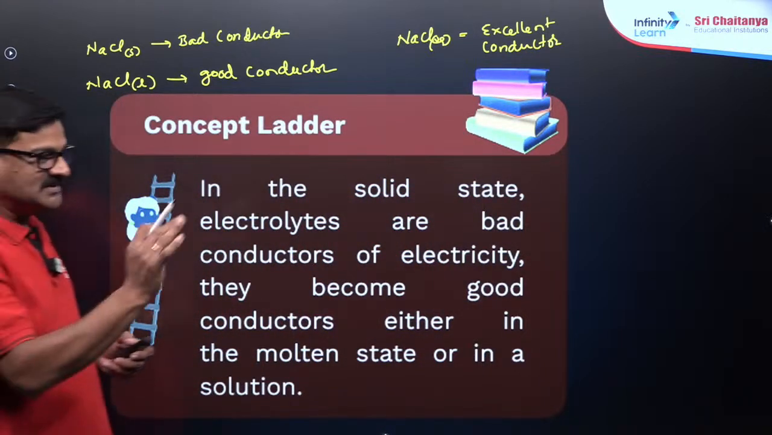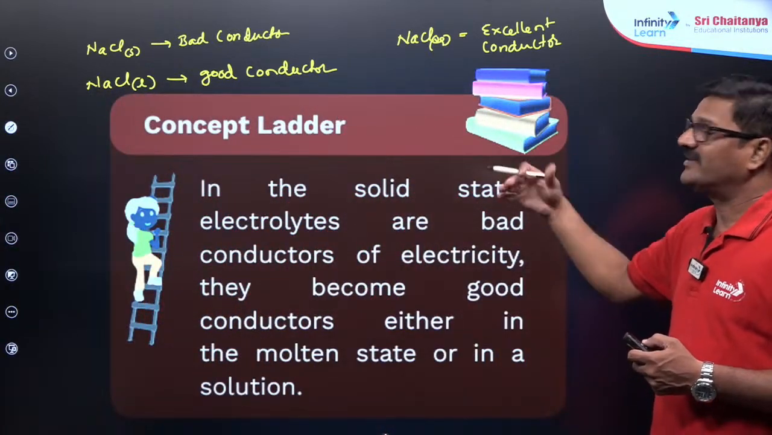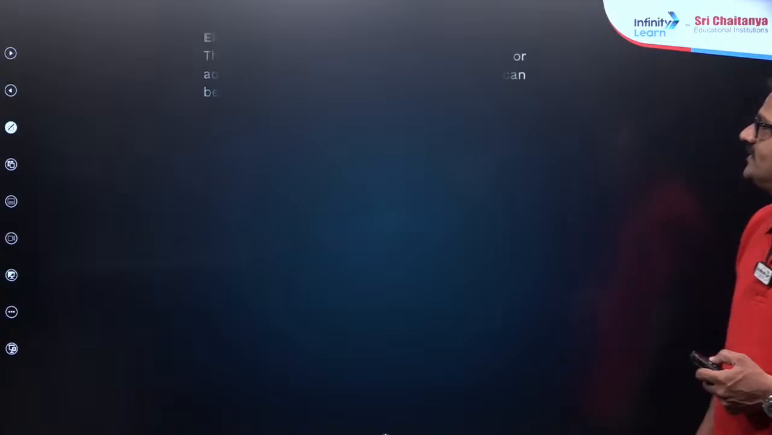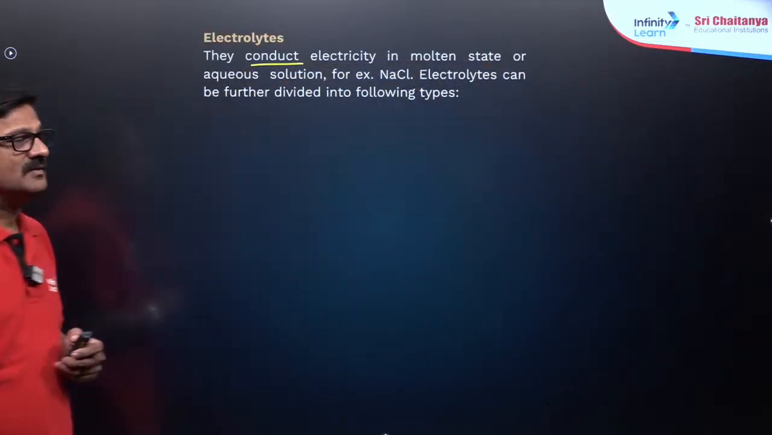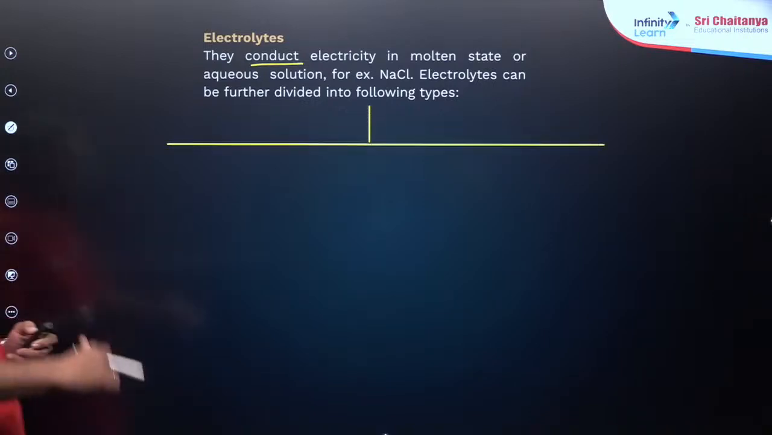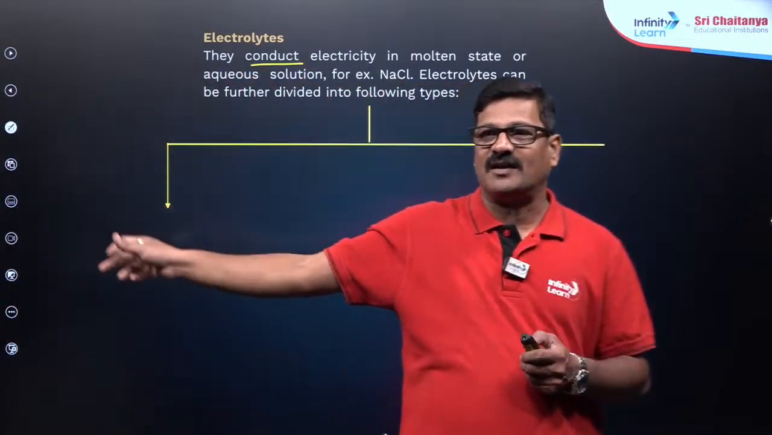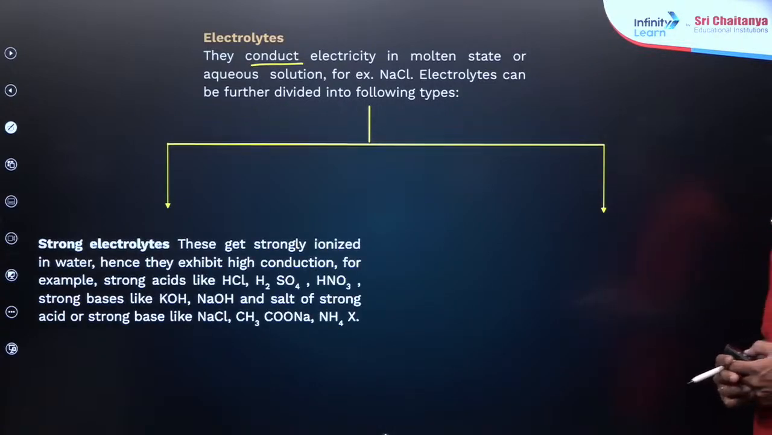They are going to be excellent conductors, right? So this is the behavior of these ionic substances. You can see electrolytes conduct electricity, of course when they are dissolved in water. And these electrolytes are again of two types: one is a strong electrolyte and the other is a weak electrolyte.